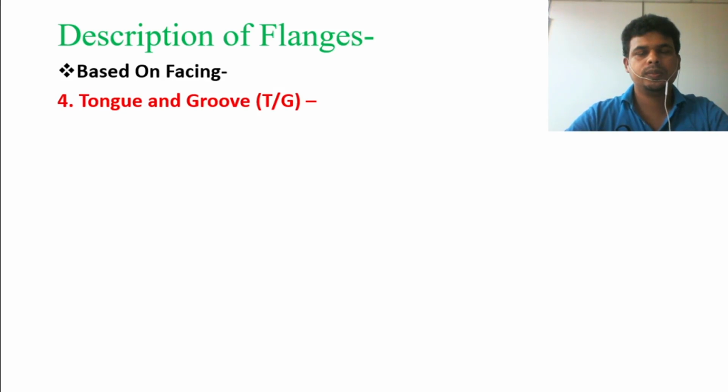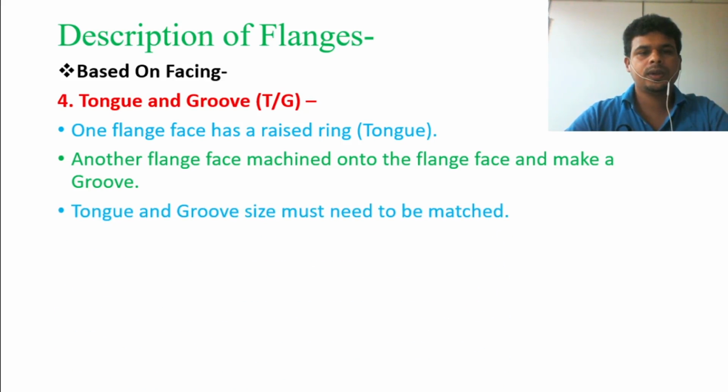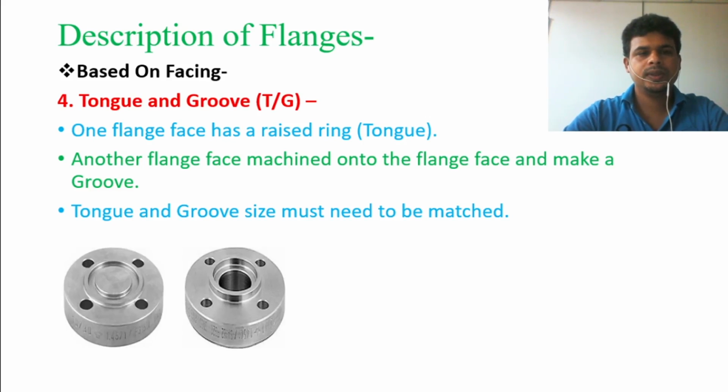So tongue and groove. In tongue and groove, one flange face has a raised ring, the tongue, and another flange face is machined to make a groove. So tongue and groove sizes must be matched. Let's see the figure. You can see here this is the tongue, so one face has the tongue, and this is the groove, so another face has the groove. This size and this size must be matched. If not matched, then we cannot install the flange on top of this flange. So let's see the next slide.